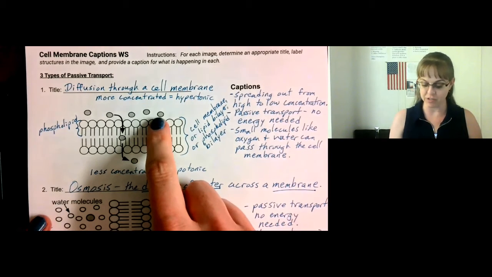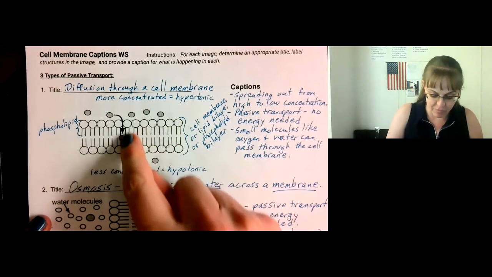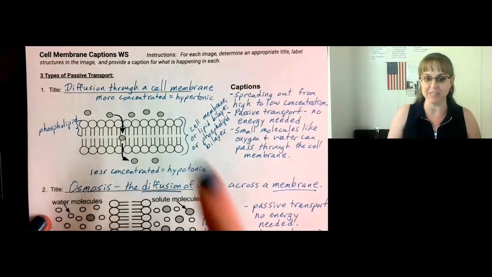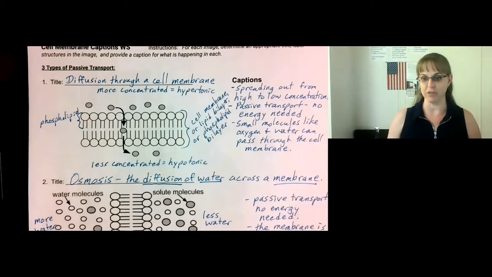This happens with small molecules like oxygen and water, which can actually pass through the cell membrane. You see it just pushing those phospholipids aside and squishing through. Please write everything you see here.